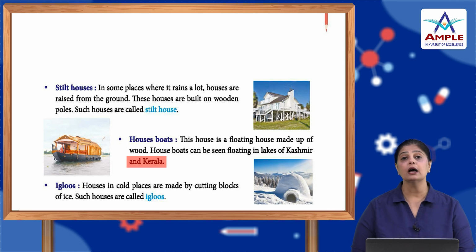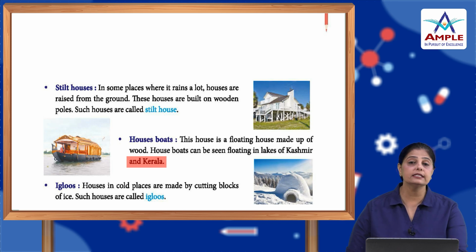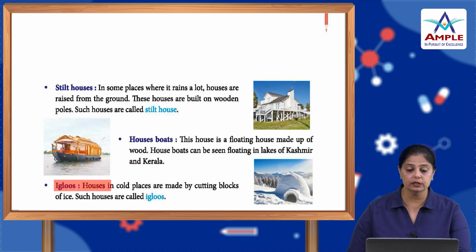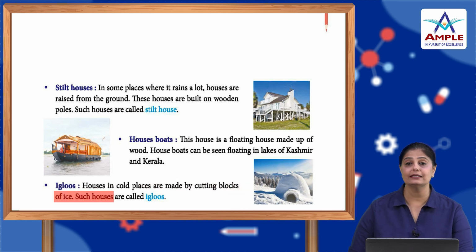Now these houseboats at Dal Lake, they stay there only, they don't move. But in Kerala, the houseboats move near the ocean during the daytime and they come back and stay near the shore at night. Now, the next type of house is the igloo. Houses in cold places are made by cutting blocks of ice. Such houses are called igloos.